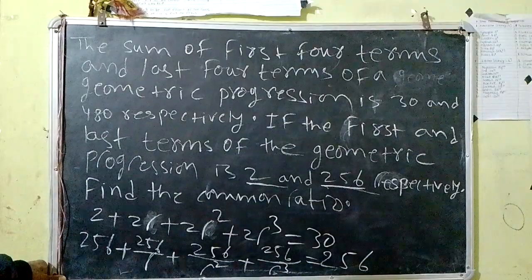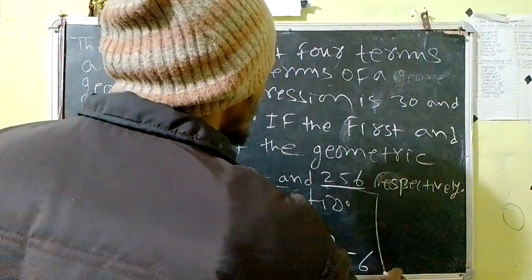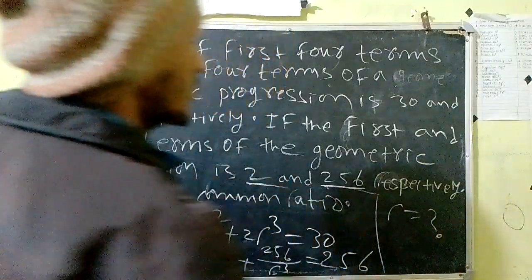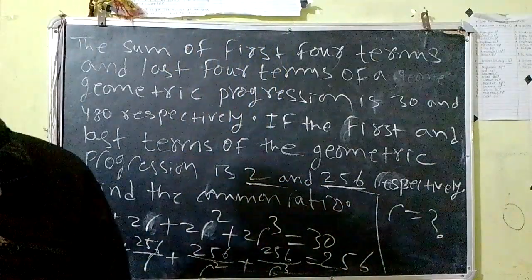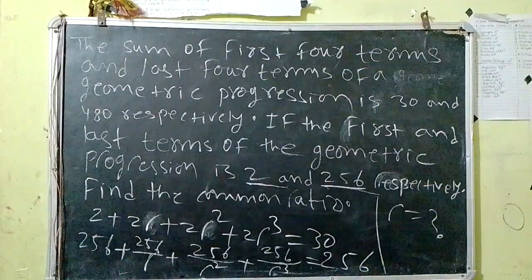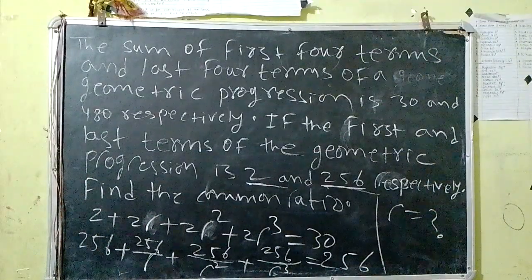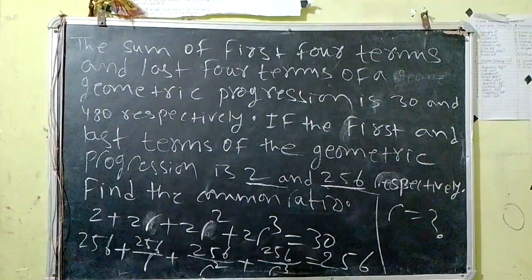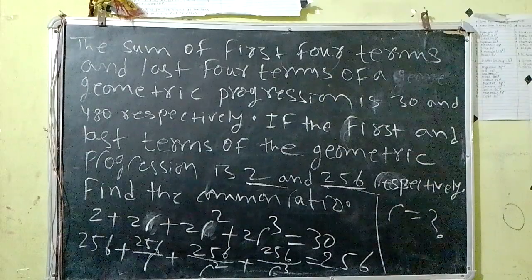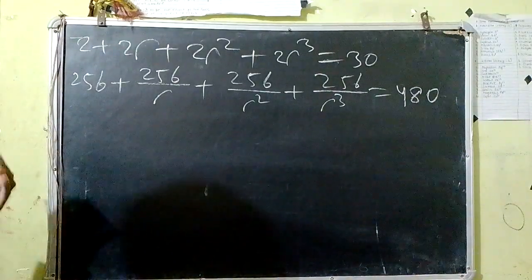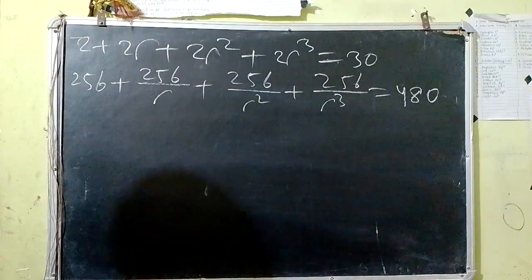Now you have to find the common ratio, meaning r. Would you give me the duster? So we have summarized the information mathematically, and now we're going to do the problem and figure out what r is.